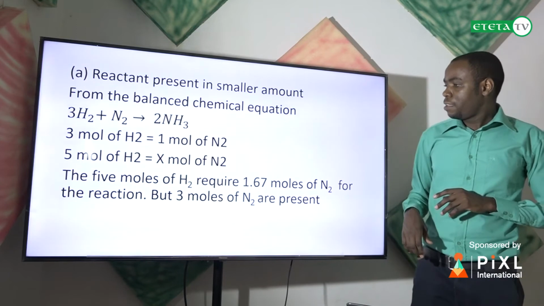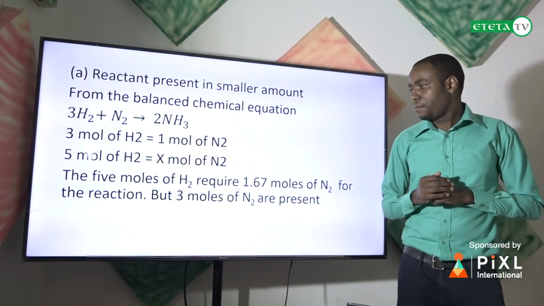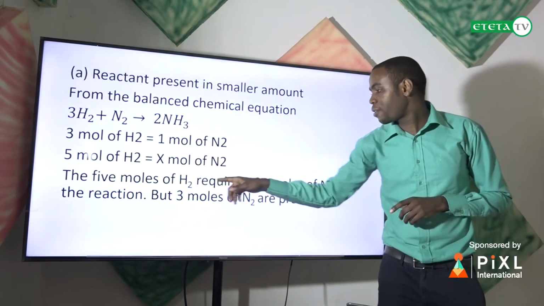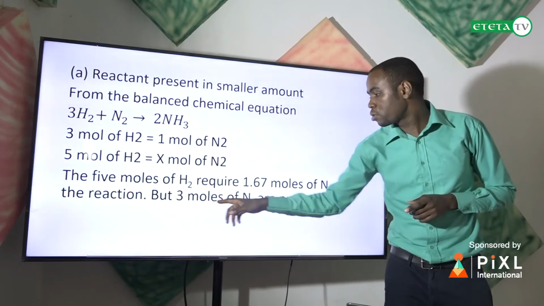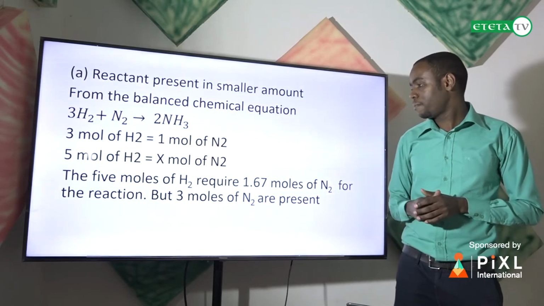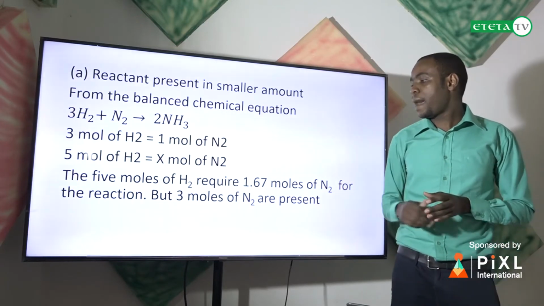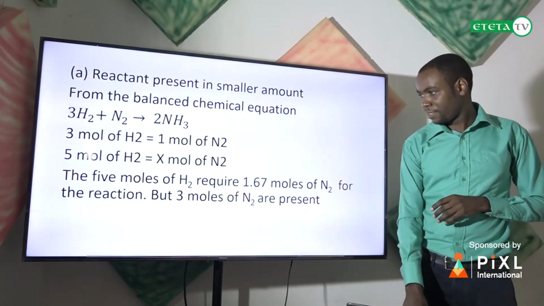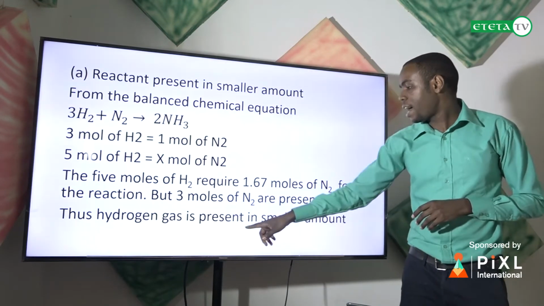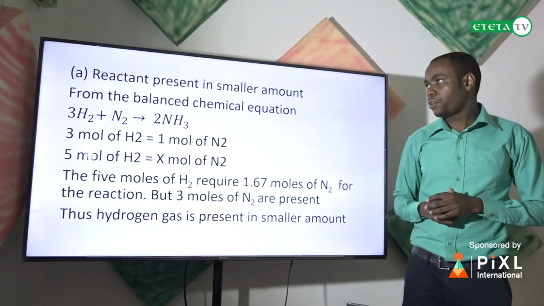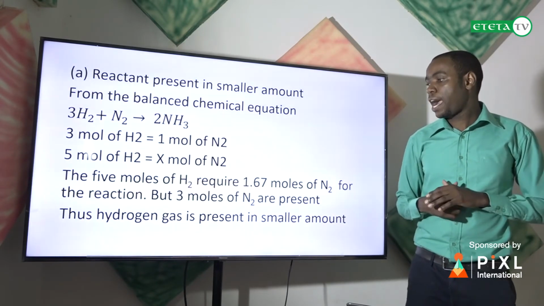But the 3 moles which have been given are present in excess, because 5 moles of hydrogen require 1.67, but from the question you have been given 3 moles of nitrogen gas. In that case, these 3 moles of nitrogen gas are present in excess. Thus, hydrogen gas is present in smaller amount. Although there are 5 moles of hydrogen gas, it is in smaller amount.